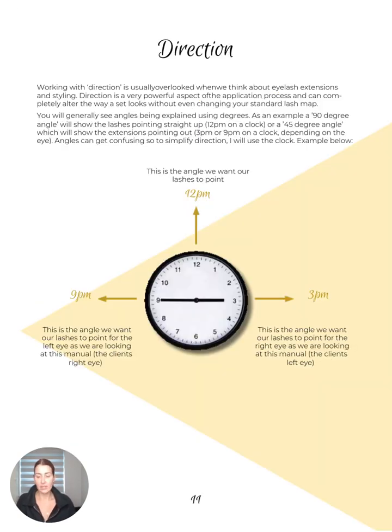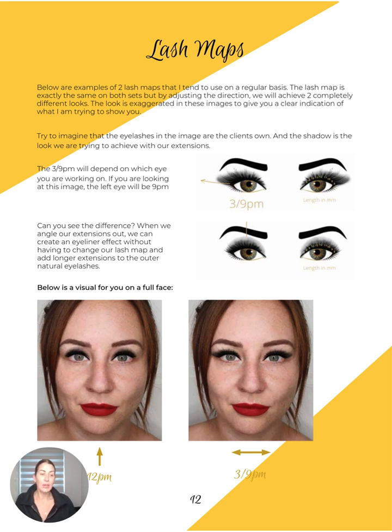So we've just covered direction. And now we're going to move on to a little bit about lash mapping and eye shape. This is the bit that can be quite hard, but as I've mentioned, practice makes perfect. I just wanted to show you a little visual, which you can see here, of the difference it makes by changing up the direction.